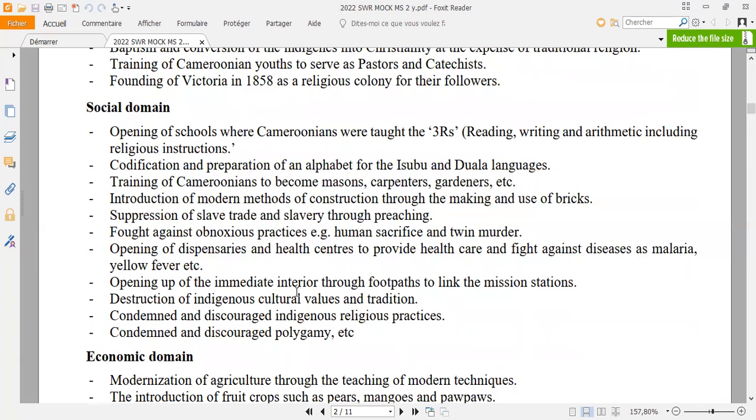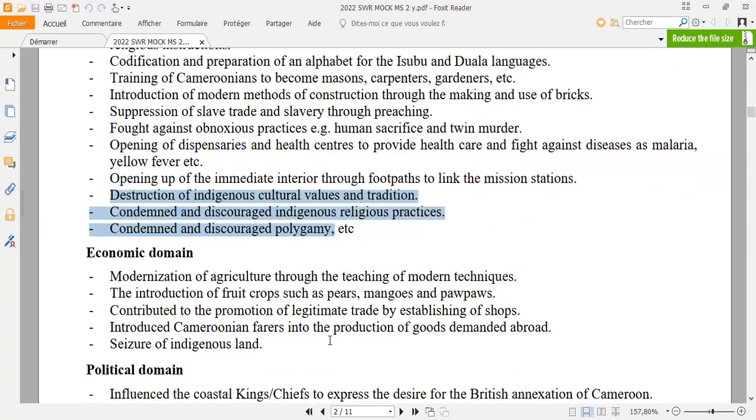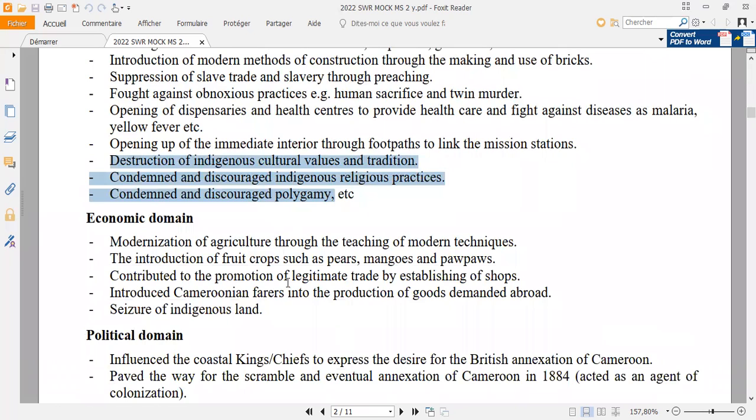Opening the immediate interior through footpaths to link the mission stations. Destruction of indigenous cultures and values. Condemning and discouraging indigenous religious practices. Condemning and discouraging polygamy. After seeing the social consequences, you move to examine the economic consequences.